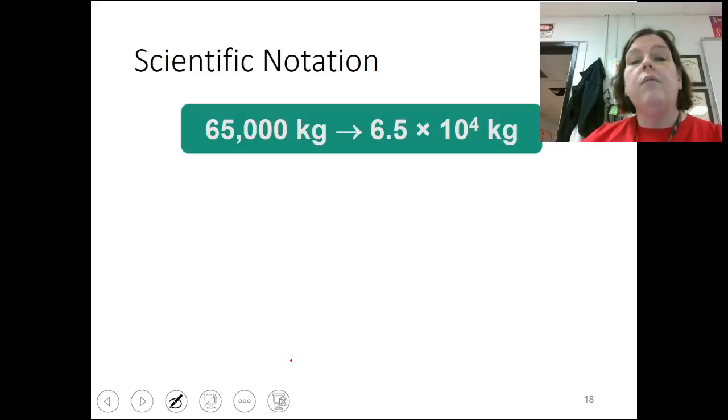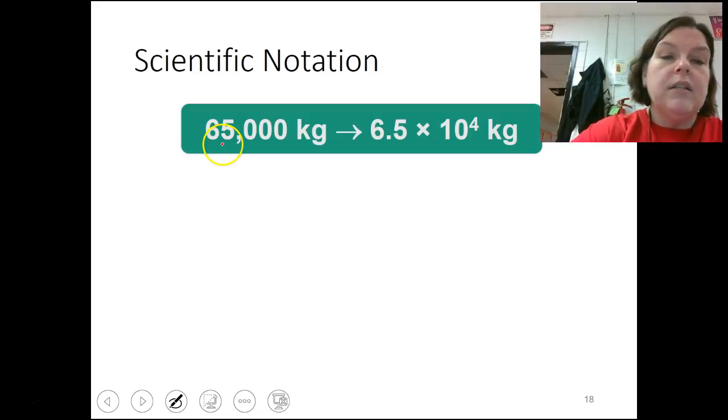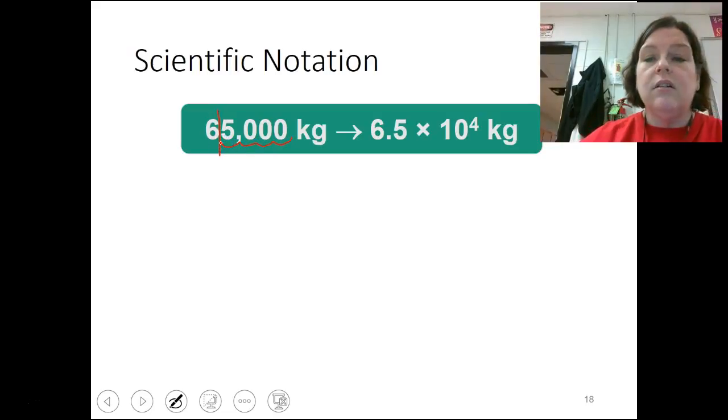6.5 times 10 to the 4th kilograms. Why? Because we put a decimal point between the 5 and the 6 right there. That's where our decimal point's going to go. That means we need to go 1, 2, 3, 4 places to the left. That's positive. So we have 6.5 times 10 to the 4th kilograms.